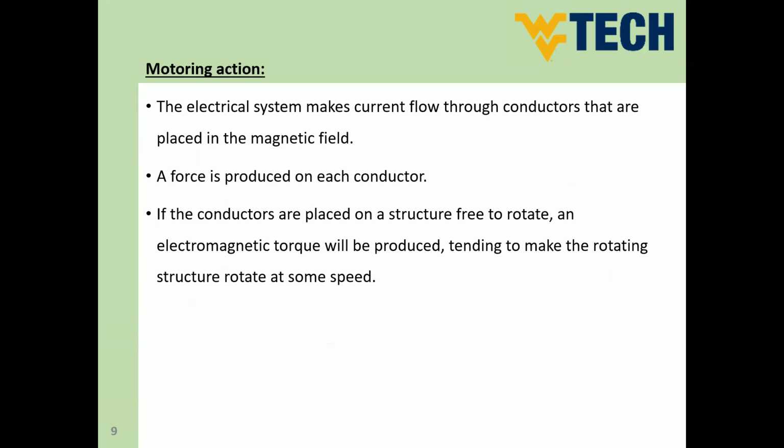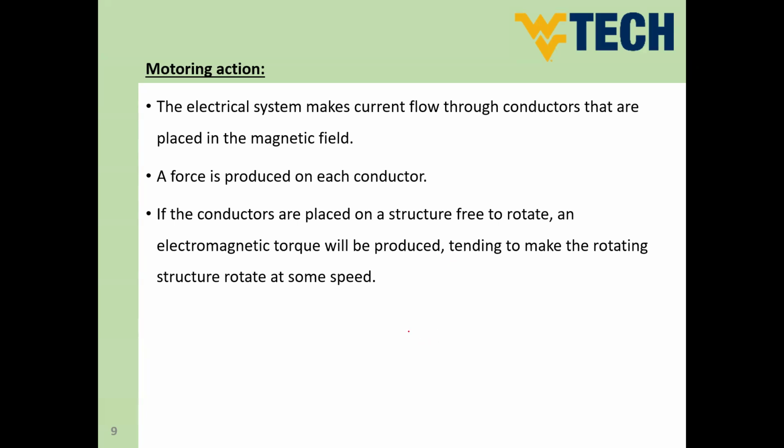Returning back to the motoring and generating action. The electrical system makes current flow through the conductors that are placed in the magnetic field. So this is in a motor. You will have a source of electricity that produces the magnetic field. A force is produced on each conductor. So every conductor will have a certain force applied on it because of the motoring action. If the conductors are placed on a structure free to rotate, an electromagnetic torque will be produced.